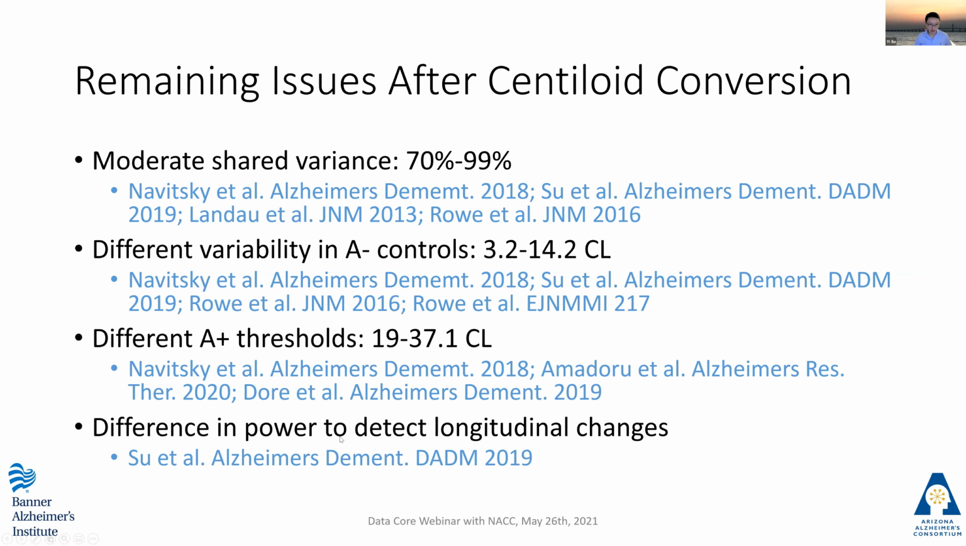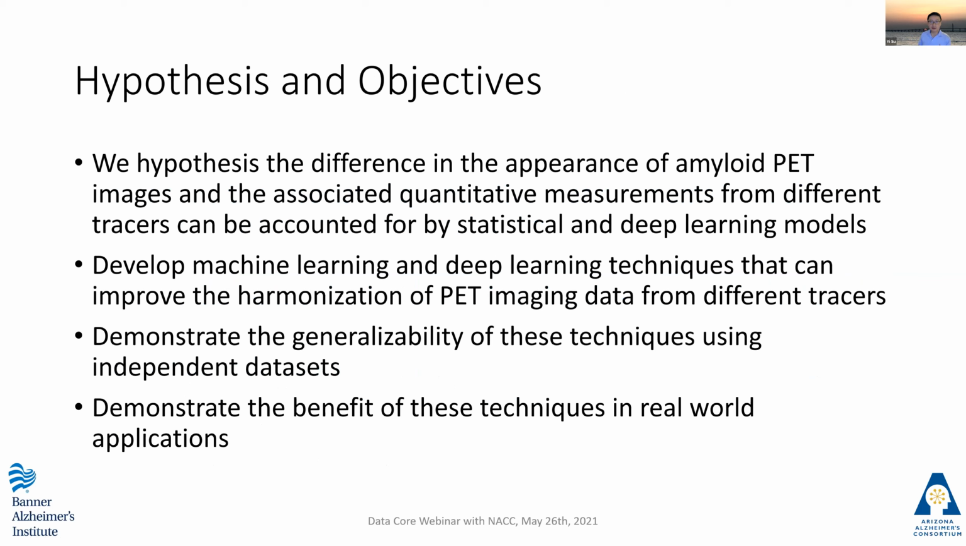And as we have also reported earlier, the differences in tracers also result in differences in their power to detect longitudinal changes and the ability, in clinical trials, to look at the treatment effects. So it is our hypothesis that these differences in the appearance of amyloid PET images and the associated quantitative measures are not just purely noise. They are actually tractable characteristics of these tracers and can be accounted for if we adopt statistical or deep learning approaches to characterize these differences carefully and model them. And then we can obtain a better harmonization model.